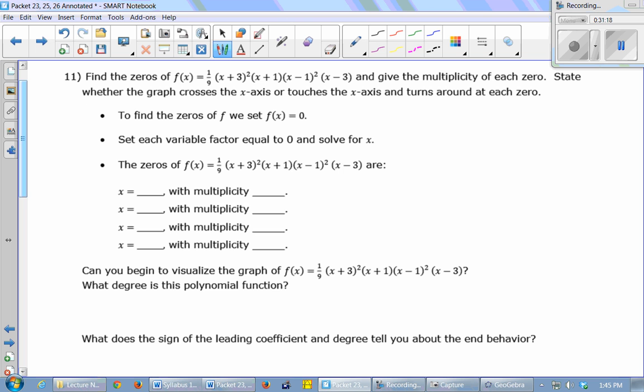Okay, why don't you guys try one? I feel like I've been talking for too long. So we've got a polynomial. It's already all factored for you, so you don't have to do any work to factor it. Just find where it crosses the x-axis and determine its multiplicity.